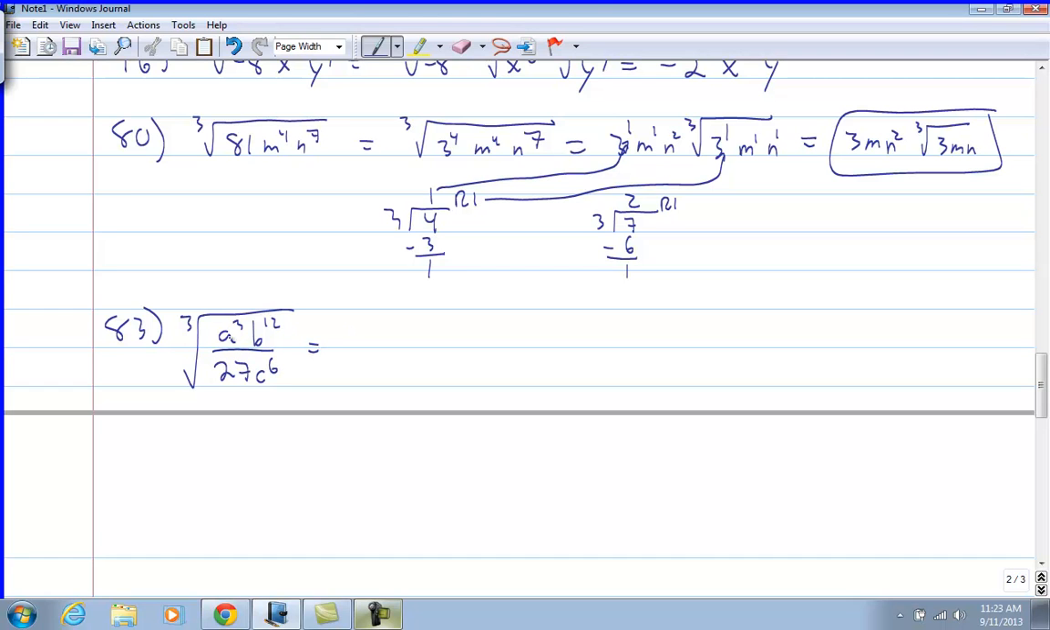So the cube root of a cubed. Okay, well, power is 3. 3 divided by 3 is 1, so that's a to the 1. B to the 12th. 12 divided by 3 is 4, so it's b to the 4th. Over 27. Cube root of 27 is 3. And then c to the 6th. 6 divided by 3 is 2. That's it.